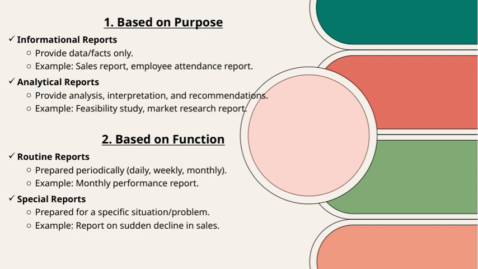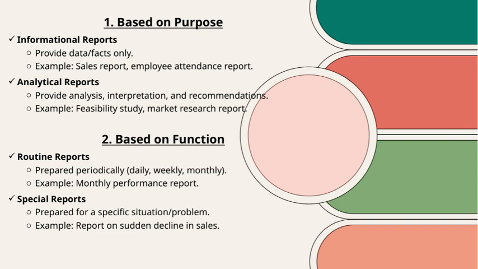Moving on to how reports can be categorized based on their function. Routine reports are prepared regularly, say daily, weekly, or monthly. An example here would be a monthly performance report, which helps track ongoing progress and performance over time.